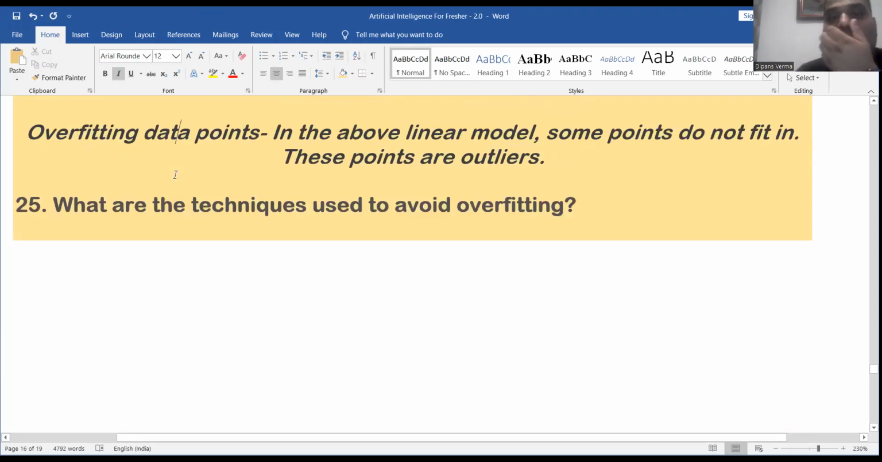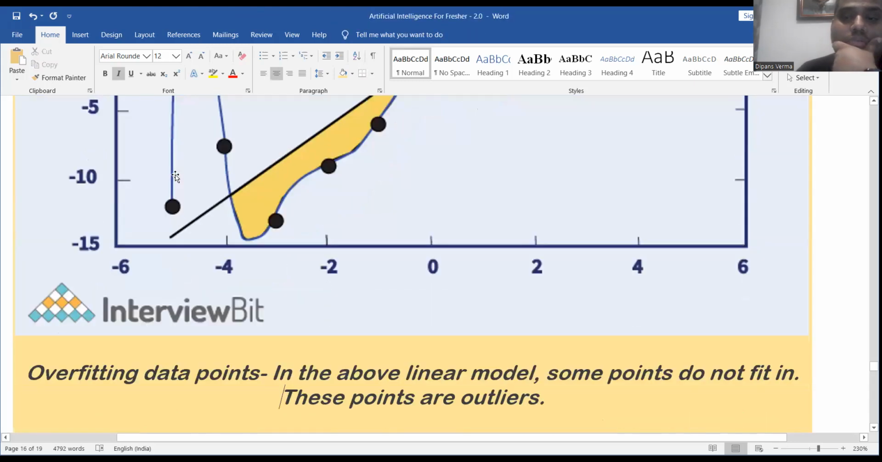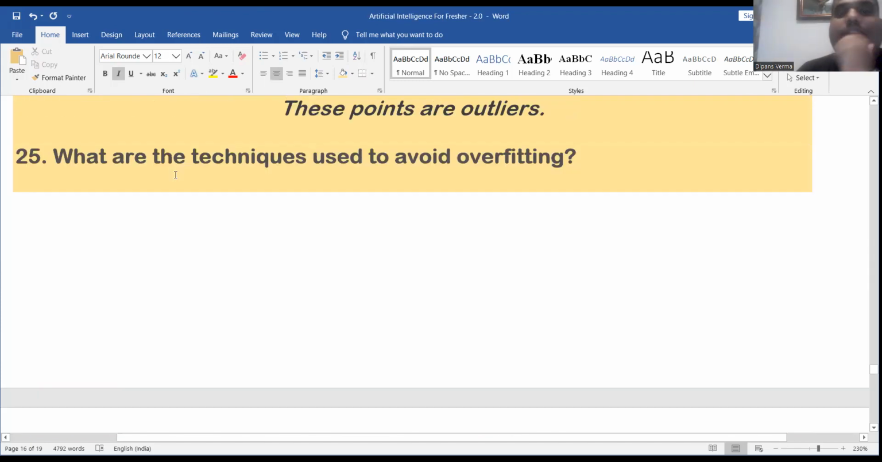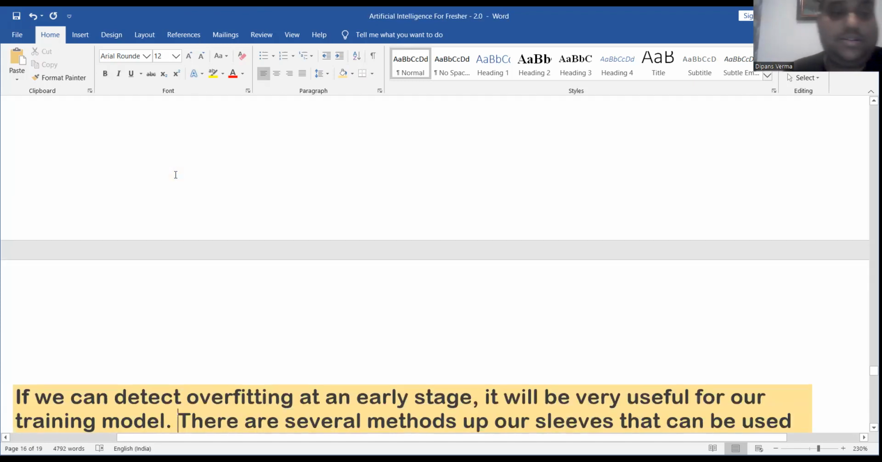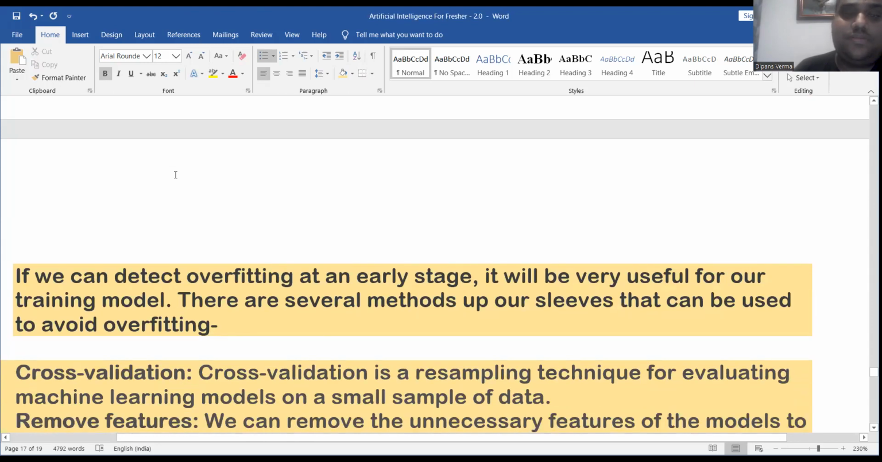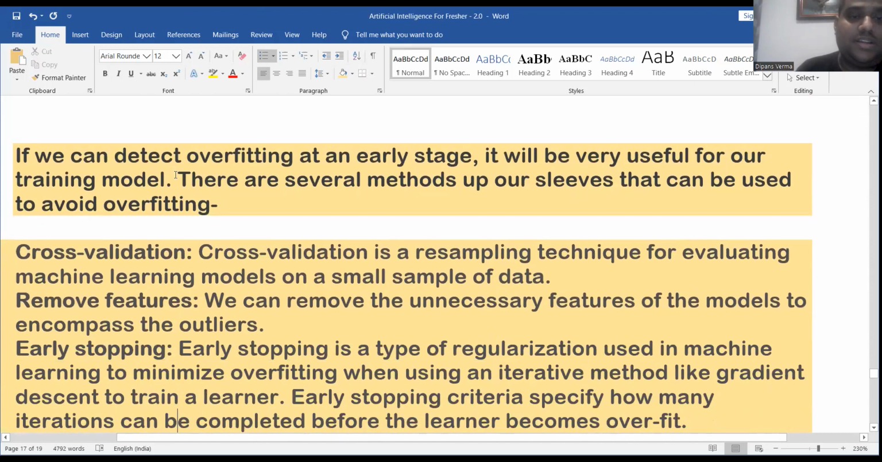Some points do not fit in the line. These points are outliers. The techniques used to avoid overfitting: if we can detect overfitting at an early stage, it will be very useful for our training model. There are several methods to handle overfitting, like the cross-validation method.